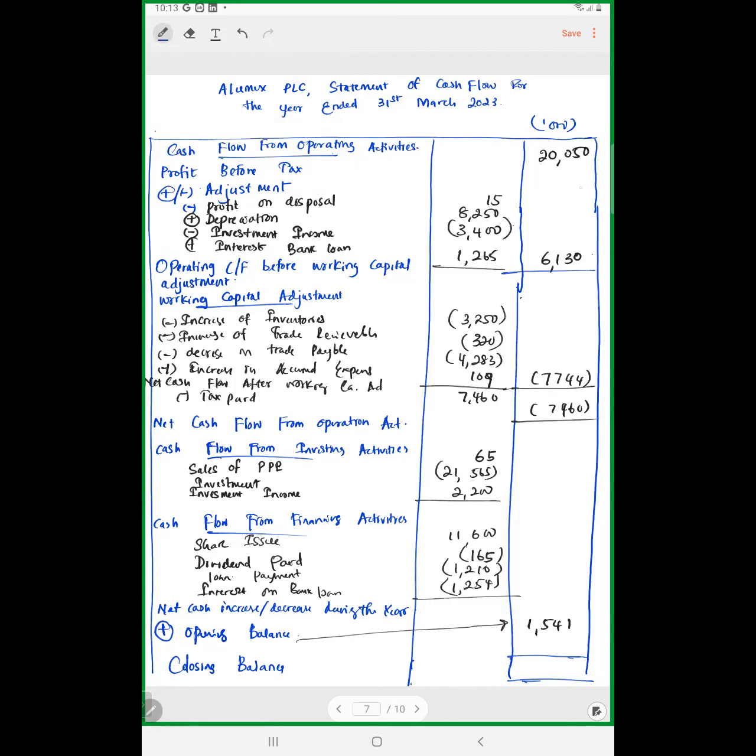$20,050 plus 6,130. So then we can get the summation 26,080, and you can deduct it from the value 18,436. Then after that again we can deduct the tax. Sir, yeah.